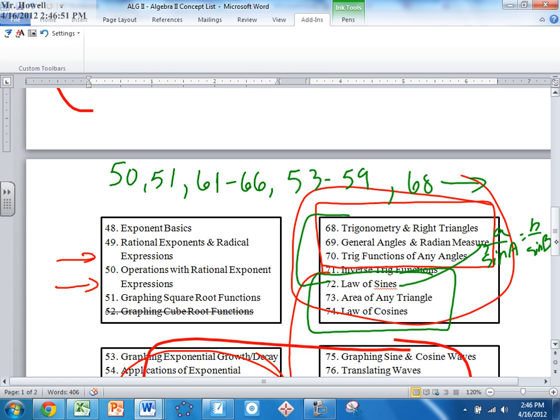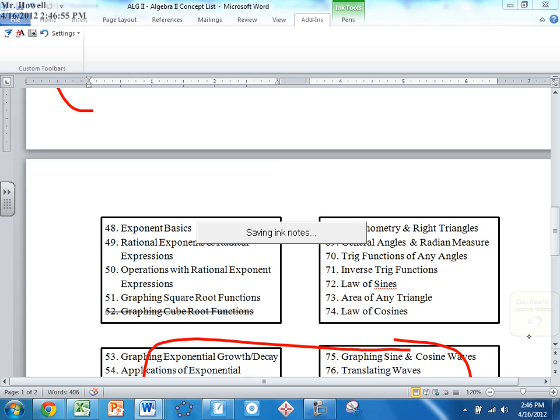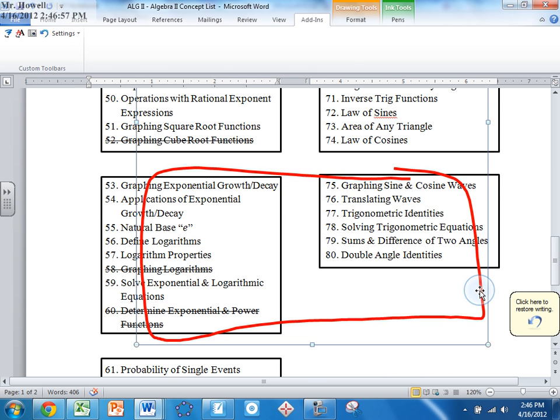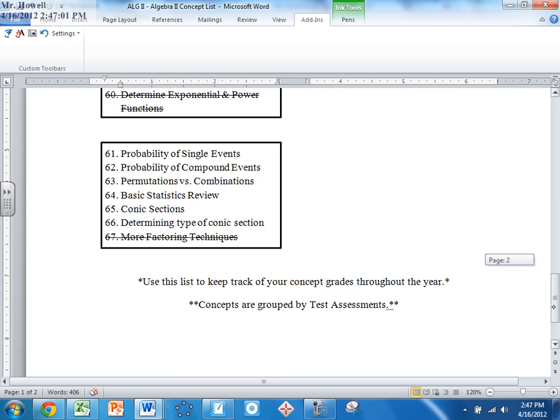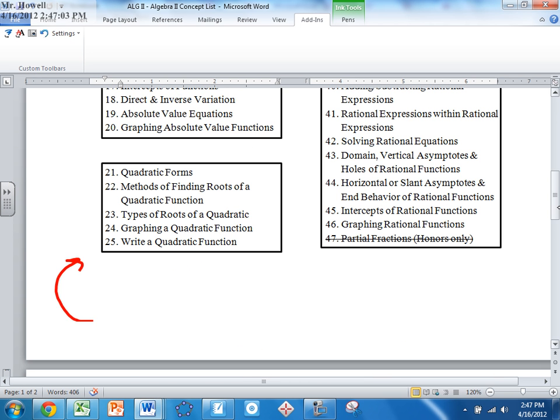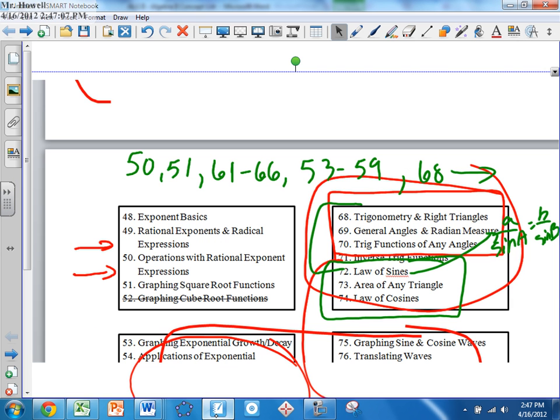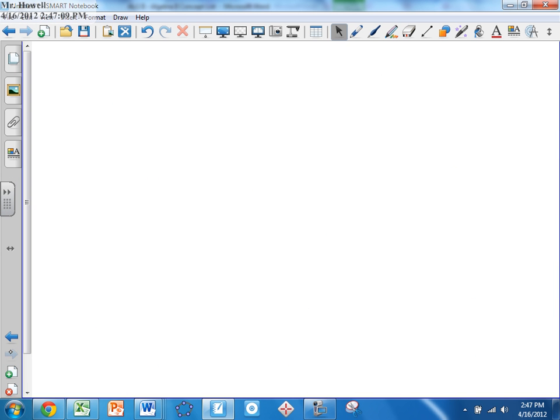Again, it's mainly pre-calculus topics. So just to give you an idea of where we are as a class right now. Get rid of this last one here. Get rid of this. Okay. So what we're going to do today is take a look at concept 50.